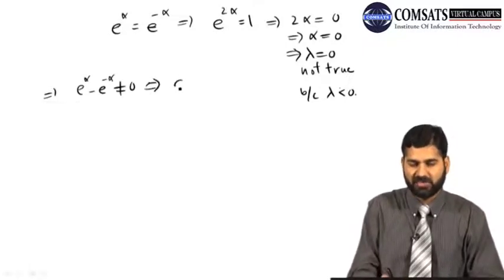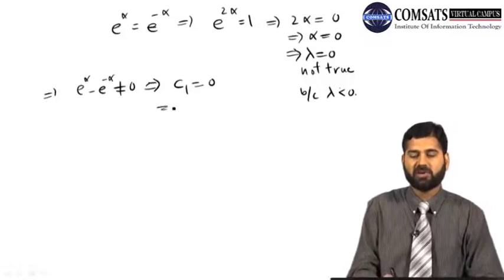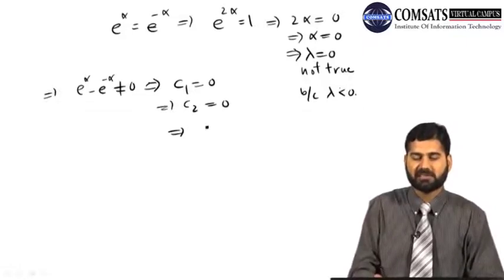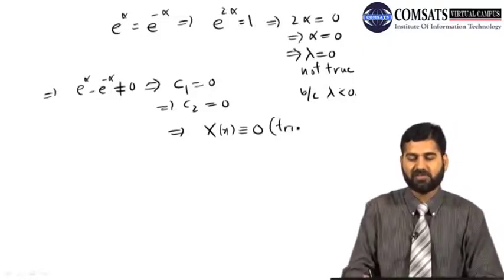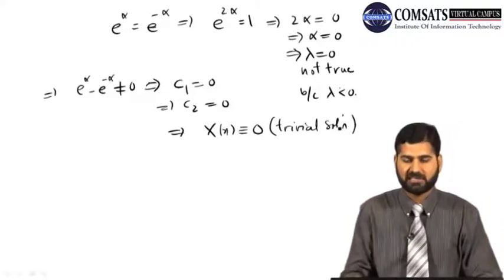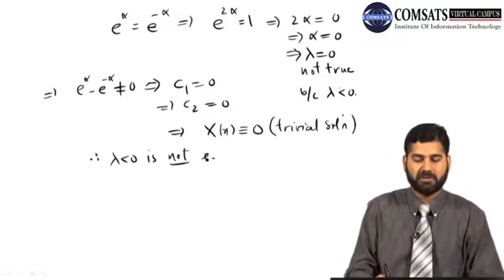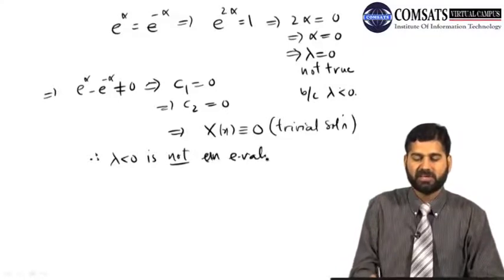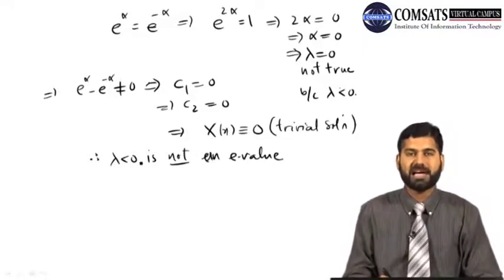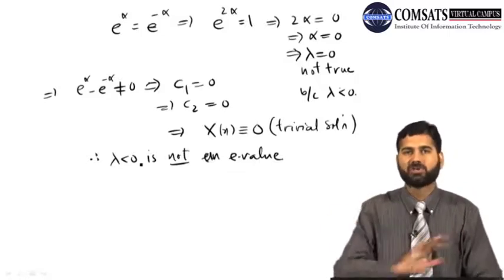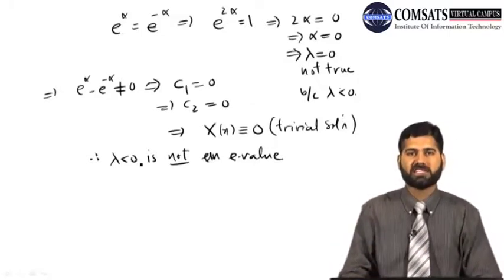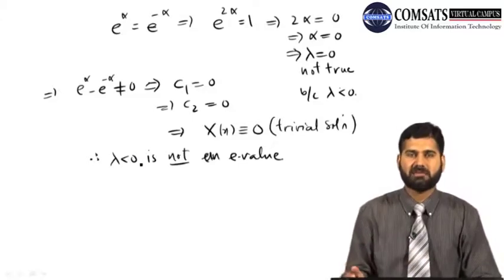So this implies that your c1 has to be equal to 0. If c1 is equal to 0, then c2 is also 0, and this implies that your X is again identically equal to 0. Again we got the trivial solution. We tried to get a non-trivial solution, but we were unsuccessful. So therefore lambda less than 0 is not an eigenvalue too. We did not get any non-trivial solution for lambda negative, so this is also not an eigenvalue. So I will remove this case as well: lambda cannot be 0, lambda cannot be negative.